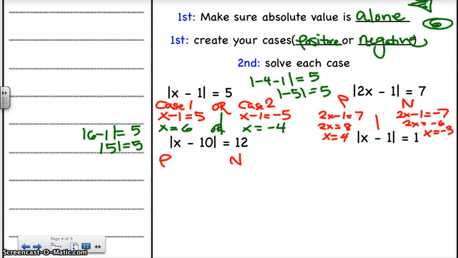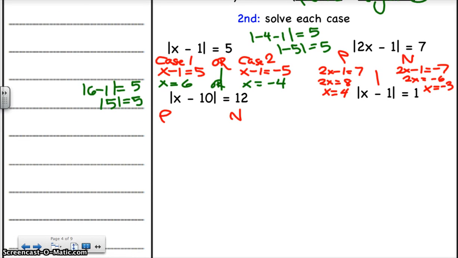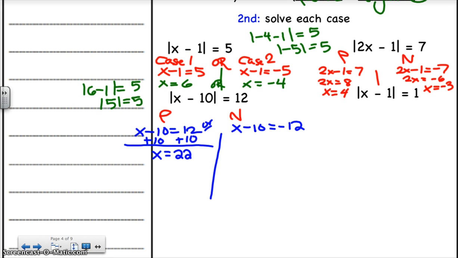Okay, positive case for the absolute value of x minus 10 equals 12 would be x minus 10 equals 12. The same thing, just take out the absolute value. Or, my negative case, x minus 10 is a negative 12. Now solve both cases by doing the opposite, also known as the inverse. X equals 22. I like to make a T-chart, I don't know why, it just helps my organization. Add 10, add 10. X equals a negative 2.